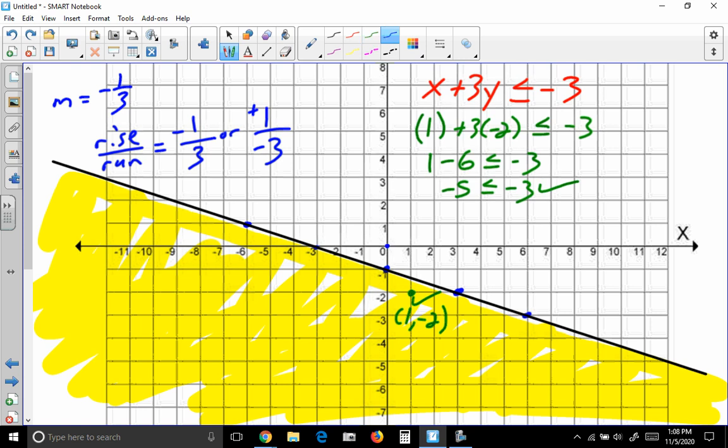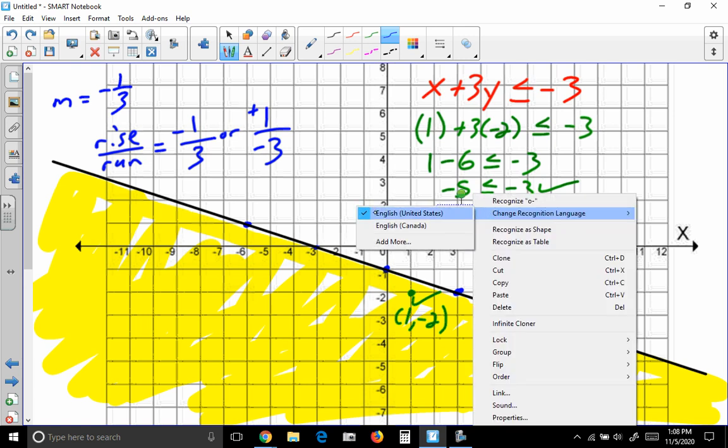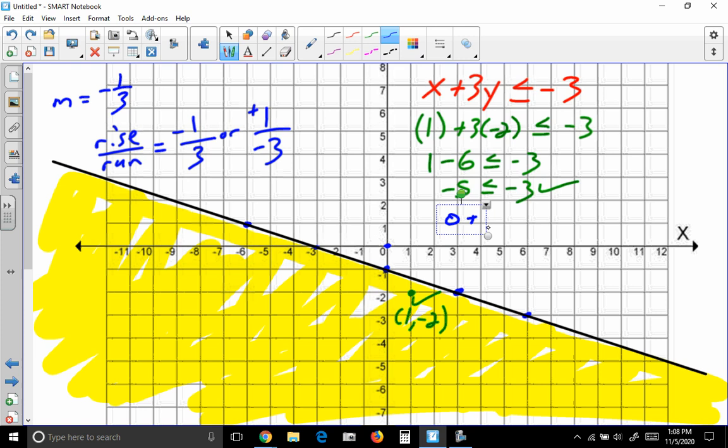Now, if we check a point like the origin, if we put a 0 in for x and a 0 in for y, we would get 0 plus 0, which is 0, and 0 is not less than negative 3. Hence, that point's not a solution. So as we suspected, we were supposed to highlight below the line, not above the line.